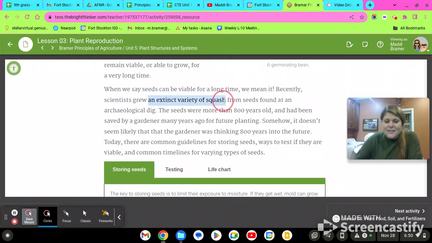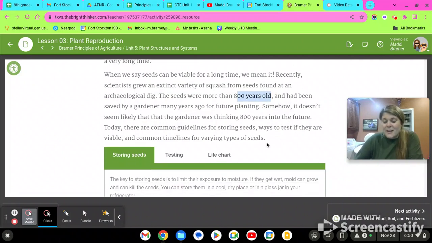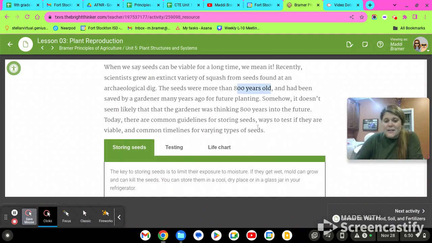Scientists grew an extinct variety of squash from seeds found at an archaeological dig. These seeds were more than 800 years old, and they were saved by a gardener many years ago for future planting. It doesn't seem like a gardener would think 800 years in the future, but they did.